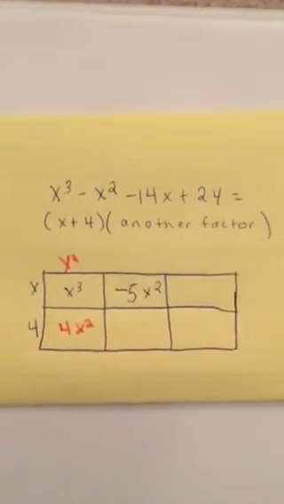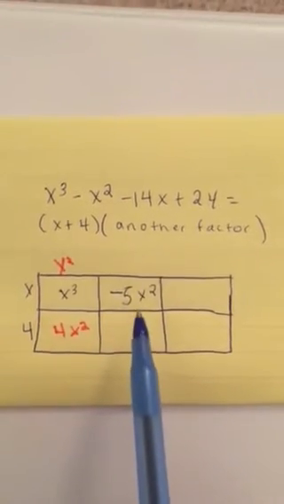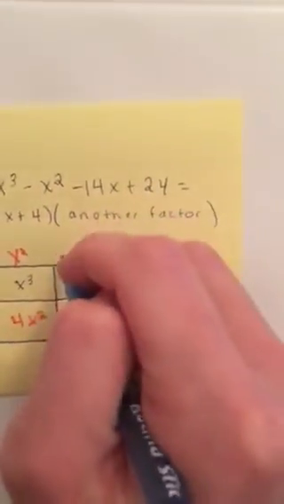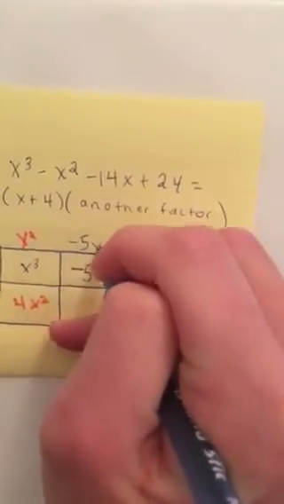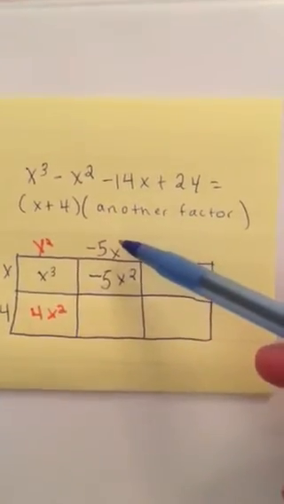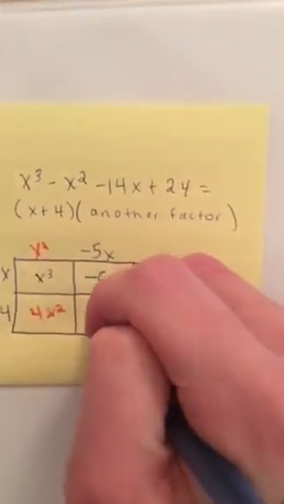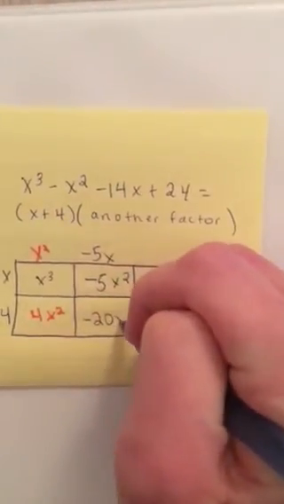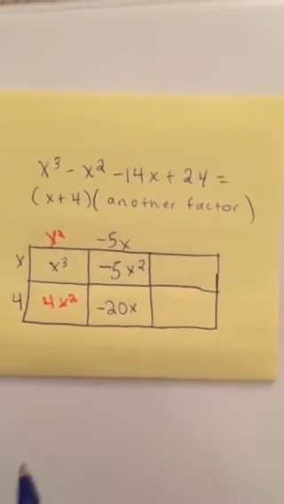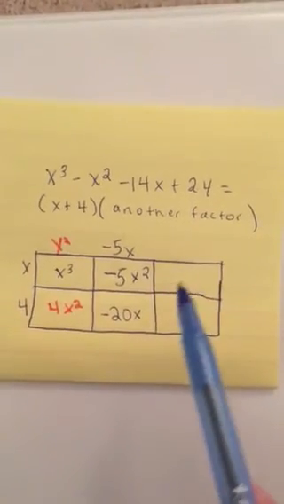Now look at all the information we have. We know x times something gave us a negative 5x squared. So that should be x times negative 5x. And now if I know this length, I can go negative 5x times 4 is negative 20x. All right, so now we're in this situation where we have to figure out this piece of information.